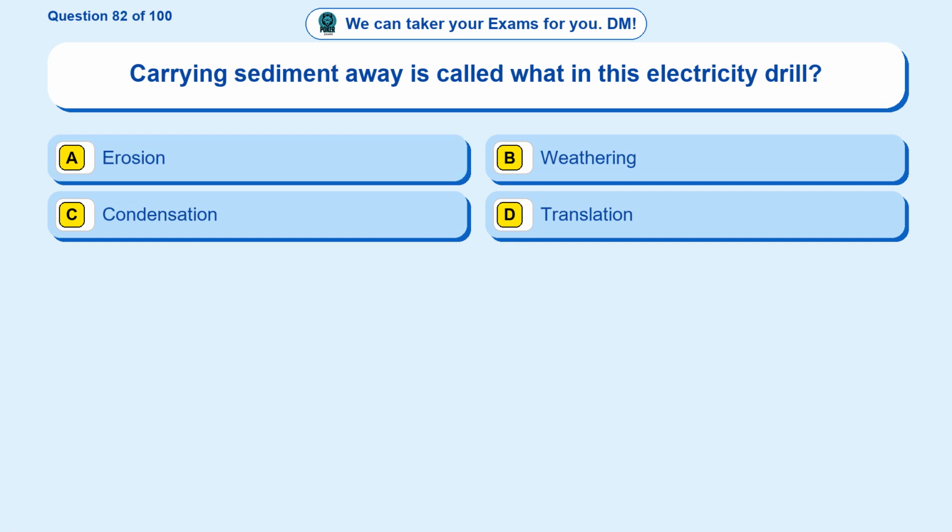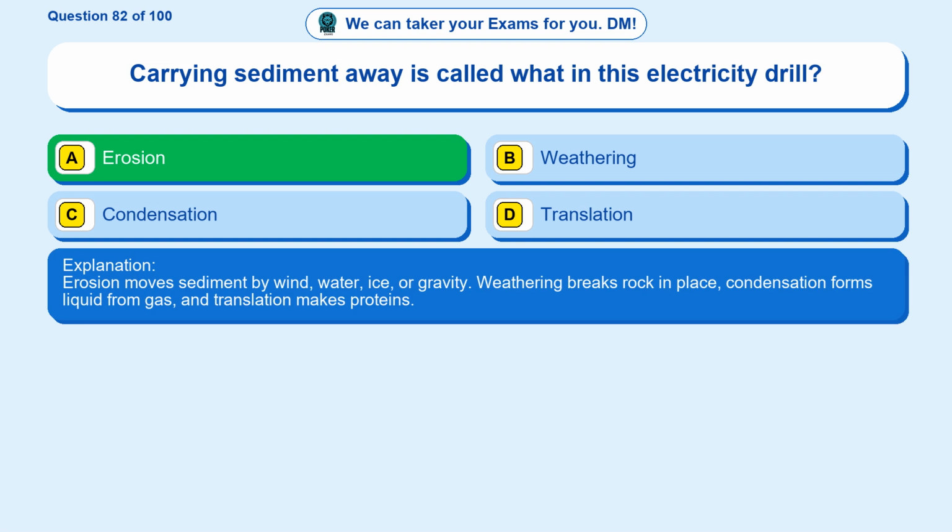Question 82. Carrying sediment away is called what in this electricity drill? Option A erosion. Option B weathering. Option C condensation. Option D translation. The correct answer is option A. Erosion. Erosion moves sediment by wind, water, ice, or gravity. Weathering breaks rock in place, condensation forms liquid from gas, and translation makes proteins.